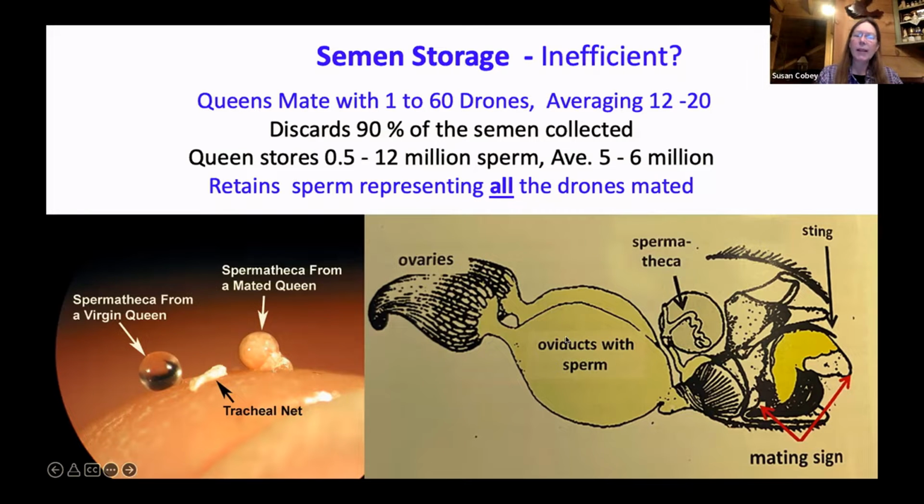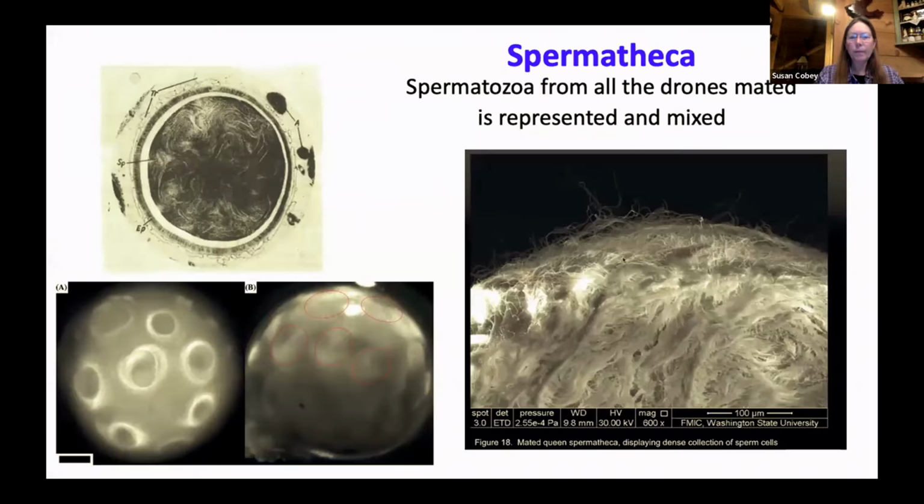So I don't know if you ever notice those little ribbons after the queen mates, but she's discarding a lot of that semen, and the worker bees will help her remove that excess. So this is an amazing organ, the spermatheca. It's got a net of trachea around it. It supplies oxygen, and it also has lots of nutrients supplied to the spermatheca. How that queen can keep sperm alive for years is really a mystery we'd like to know.